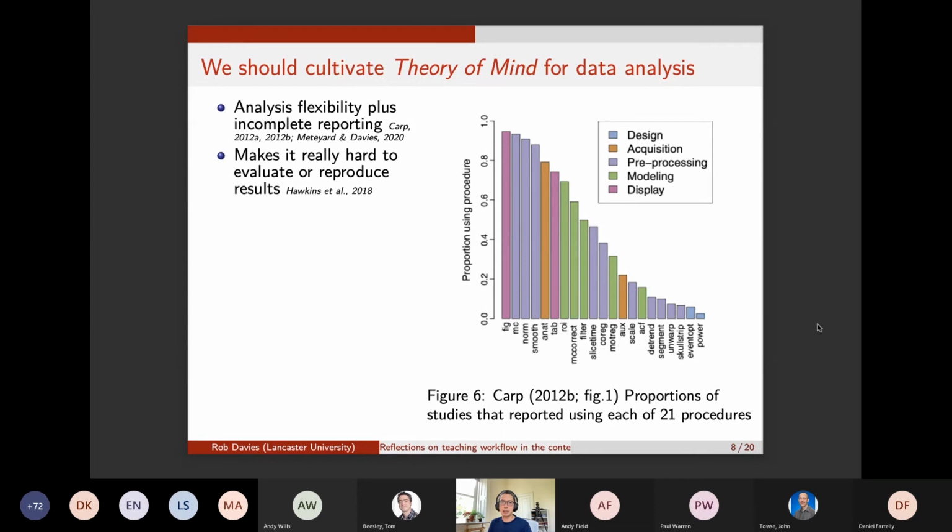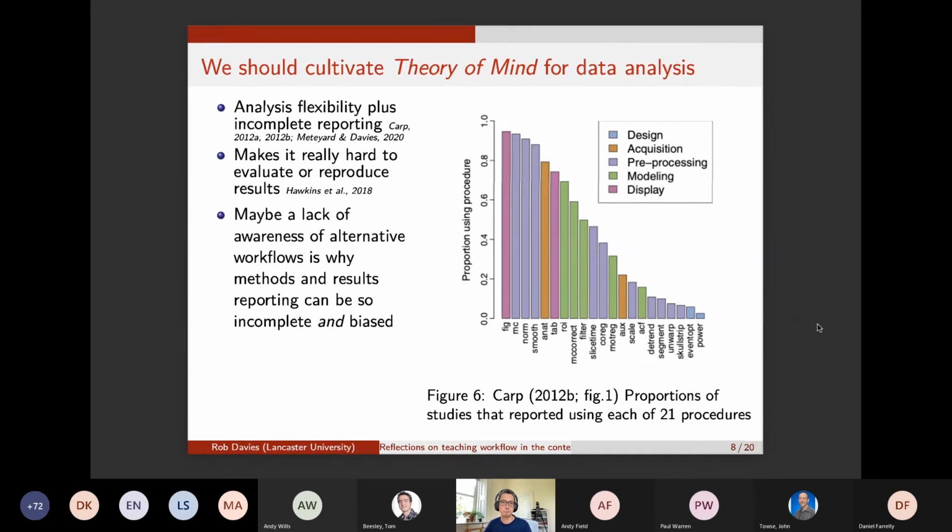And I think it directly makes it difficult to evaluate or to reproduce results that we read about. And certainly when Lottie Metayard and I reviewed mixed effects modeling practice in psychology, we found that people are using tons of different ways in which they were processing and fitting models and reporting models. That plus incomplete reporting in the papers meant that it was really difficult sometimes to work out exactly what was going on in the analysis or how people had got to the results that they were reporting.